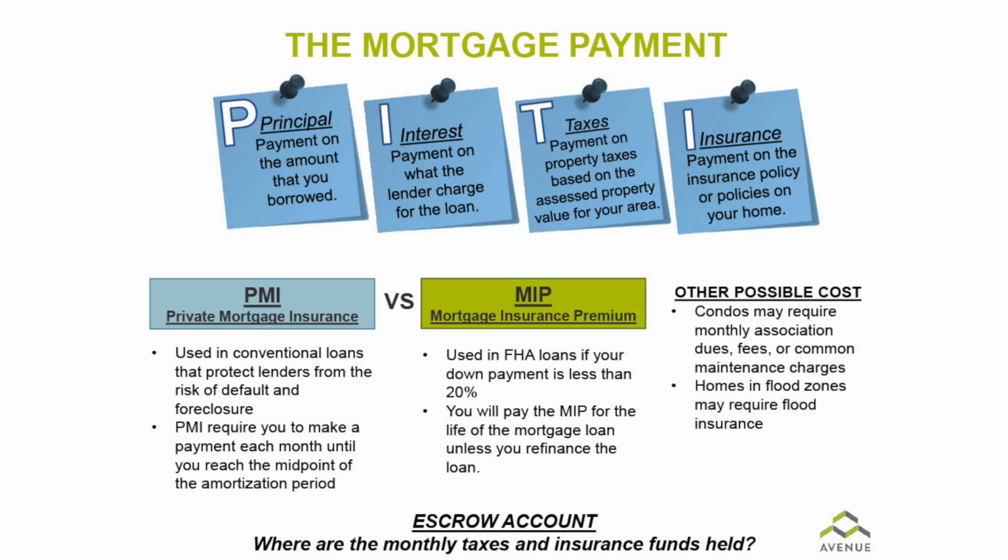That's funny, but anyway, I'm dyslexic, but that's used in FHA loans. If your down payment is less than 20%, you pay MIP for the life of the mortgage loan unless you refinance it. If you refinance it and you've paid down more than 20%, then they can drop the MIP at that point. Other possible costs: condos have monthly association dues, fees, or common maintenance charges.